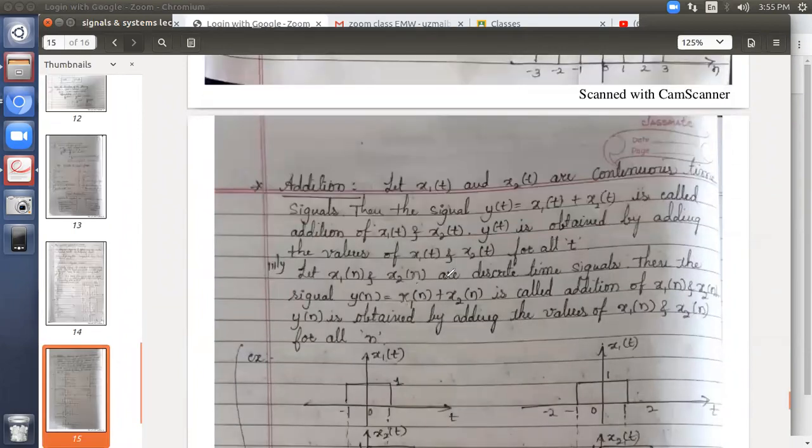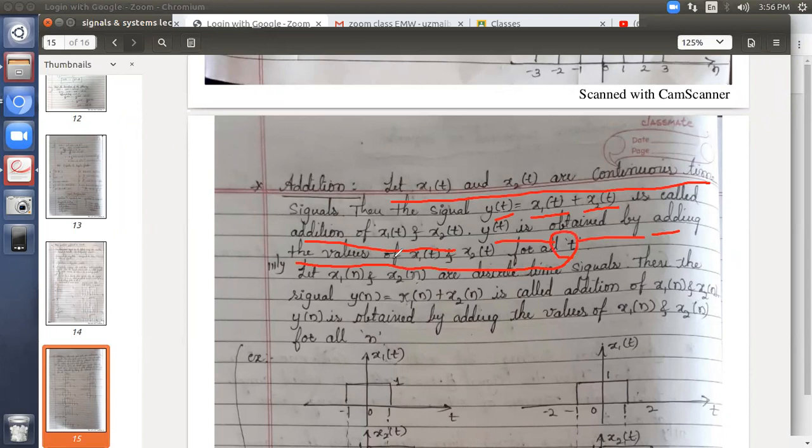Coming to the second operation, first is amplitude scaling. Now, let's see what is this addition, okay? Again here for continuous and discrete, we will deal with both. Let x1 of t and x2 of t be two continuous time signals. Then the signal x1 plus x2 is called the addition of x1 and x2. How can we obtain y of t? It is by adding the values of x1 and x2 for all time.